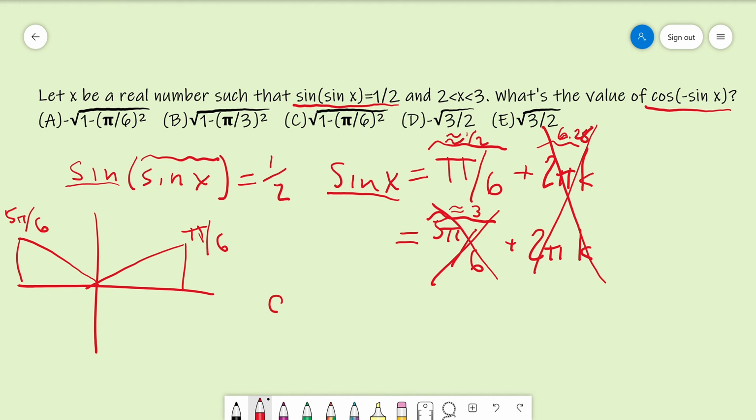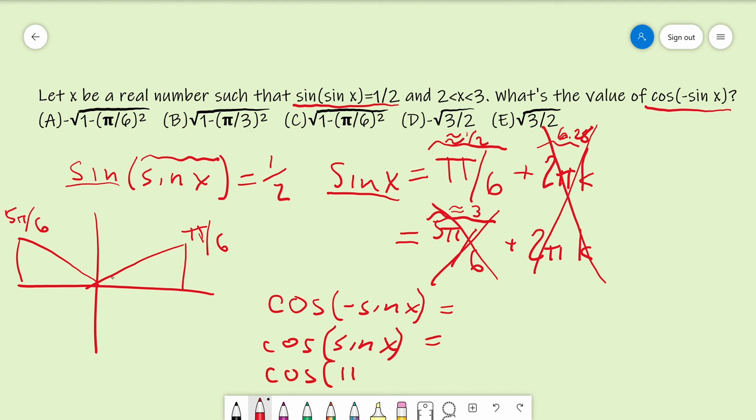Well, remember that cosine's an even function, so cosine of negative sine x is the same thing as cosine of sine x. And we know that sine x is pi over 6. And what's cosine of pi over 6? Well, that's just root 3 over 2. So the answer is E.